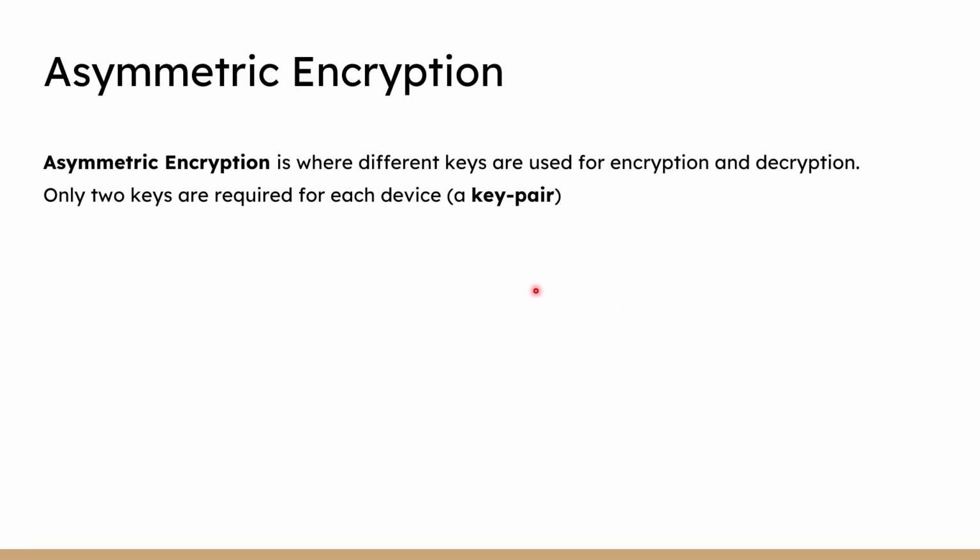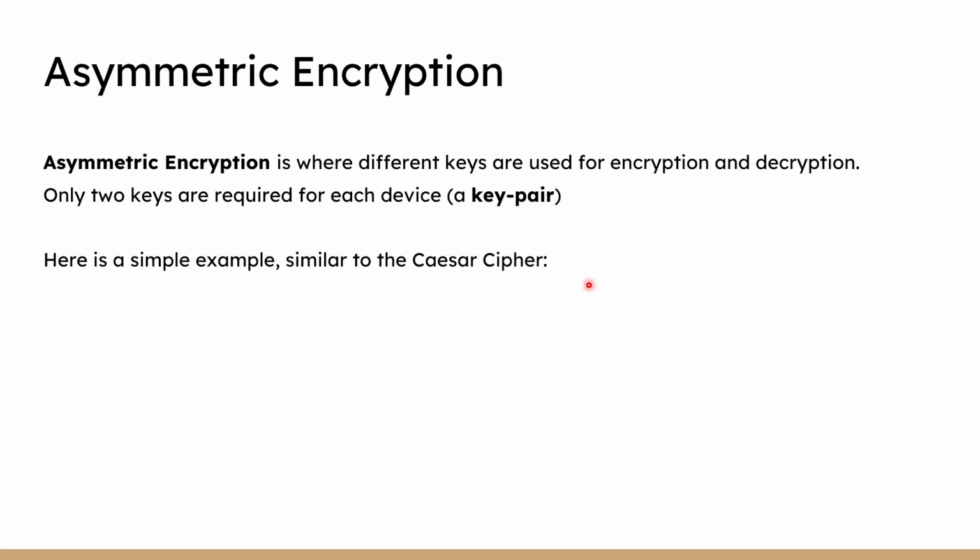So basically, in asymmetric encryption, you only need two keys for every device, no matter how many people you want to communicate with. So you only ever need two keys. And the great thing is you can communicate with someone that you've never talked to before, using just your key pair and their key pair.